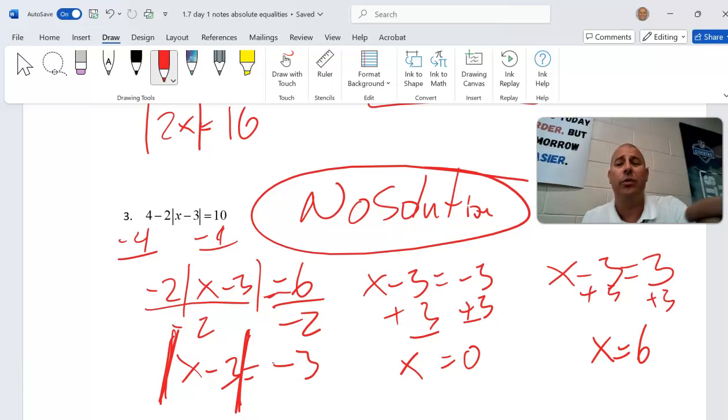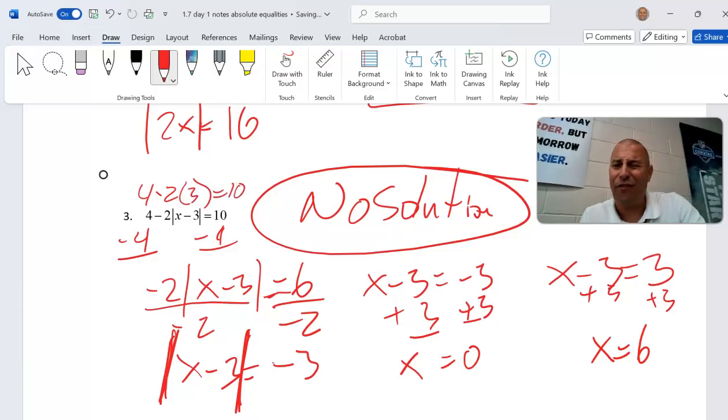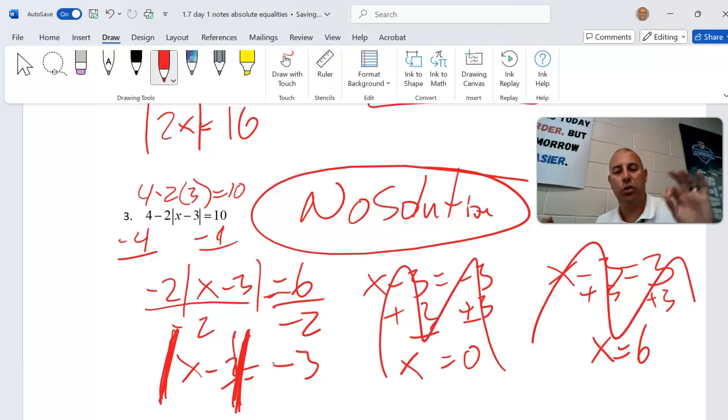Plug in 0. 0 minus 3 is negative 3. The absolute value of negative 3 is 3. And then you've got 4 minus 2 times 3 equals 10. Well, that's 4 minus 6, and 4 minus 6 isn't 10. So you can check it at the very end, but it's something you've got to be on high alert for. Anytime your absolute value, once it's been isolated, equals a negative, shut it down. We aren't doing it. No solution. Move forward. So it is something you do need to watch for.